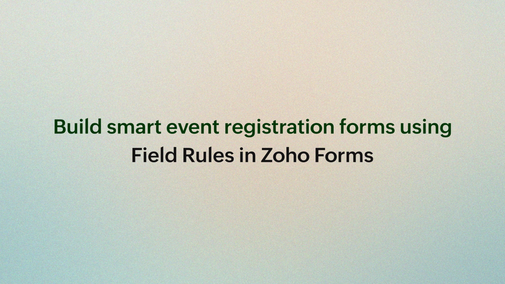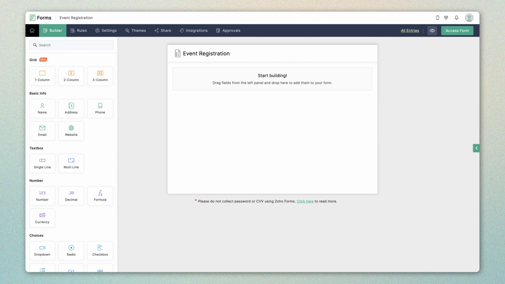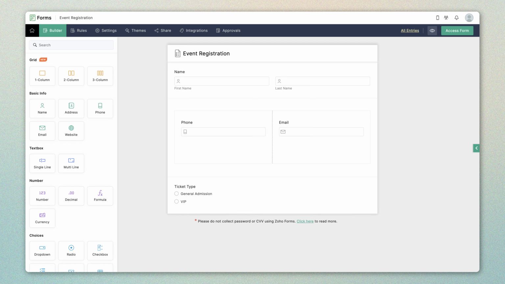Build smart event registration forms using field rules in Zoho Forms. Organizing an event that needs tickets? With Zoho Forms, you can customize your event registration form to show or hide form fields based on the selected ticket type by your registrants.